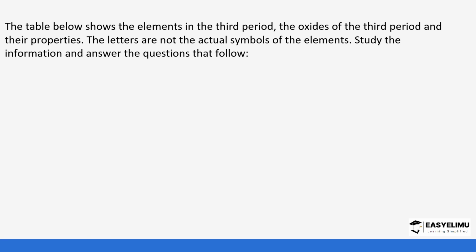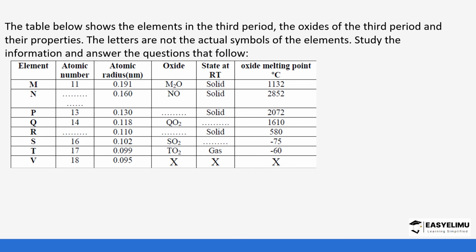Finally, the table below shows the elements in the third period, the oxides of the third period and their properties. The letters are not the actual symbols of the elements. Study the information and answer the questions that follow. So we have that. Complete the table above. So let's complete the table.